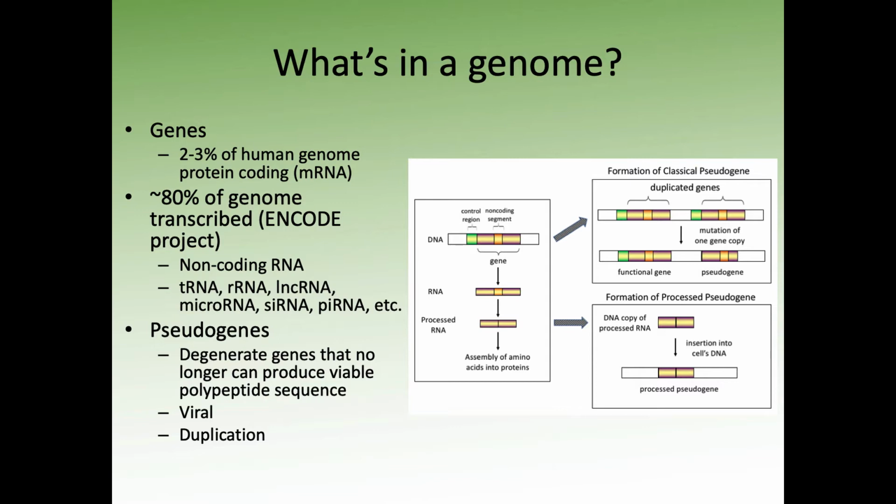In addition to that, a lot of the genome can be made up of what are known as pseudogenes, which are basically degenerate genes that no longer can produce a viable polypeptide. There are some cases over here that show the example of how these pseudogenes form. They can be formed through a process where there's a gene duplication, and then you end up with a mutation in one copy of the gene where you might lose the promoting region, and so this copy doesn't ever really get expressed, or it starts to mutate and become non-functional.